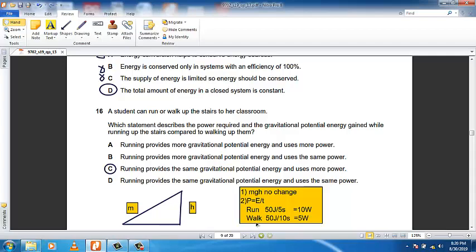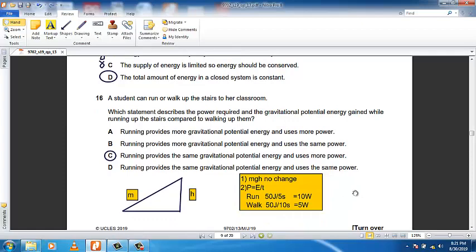And if you walk, let's say it takes you 10 seconds, more than running. So for running, the power becomes energy over time, and the same energy over time for walking. So for running, it becomes 10 watts. For walking, it becomes 5 watts. Simple as that. For walking you would require less power, and for running you would require more power. So C is that running provides the same energy and uses more power. The rest are not. You just have to realize these things.